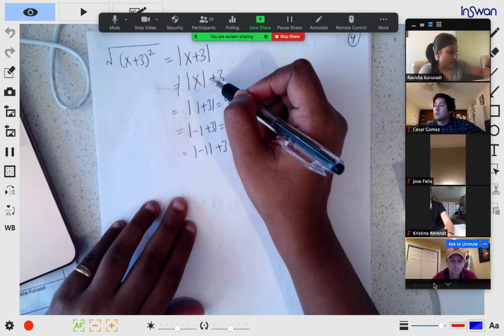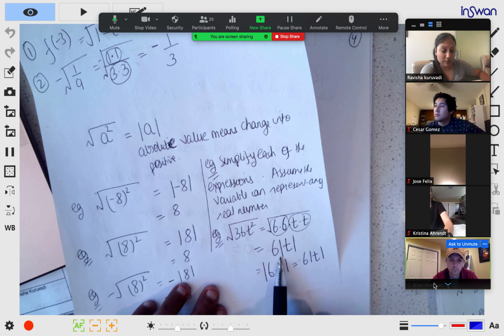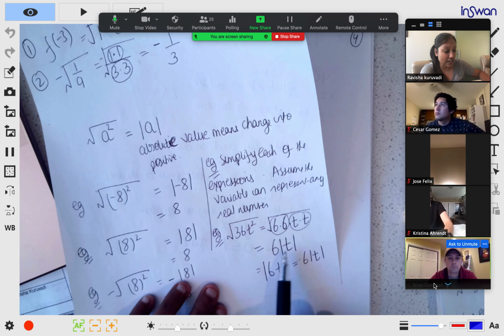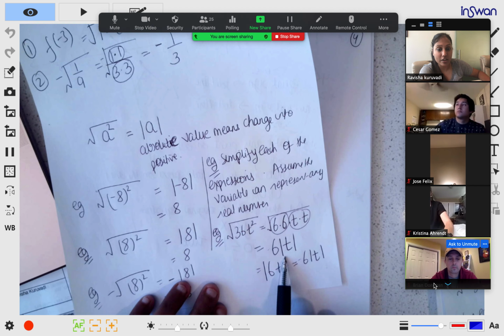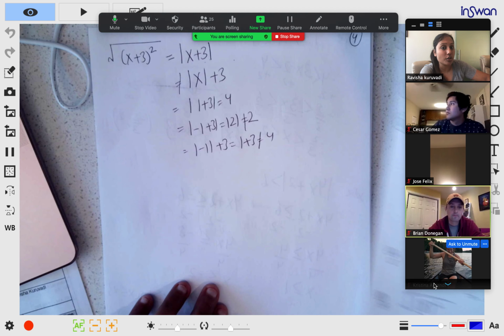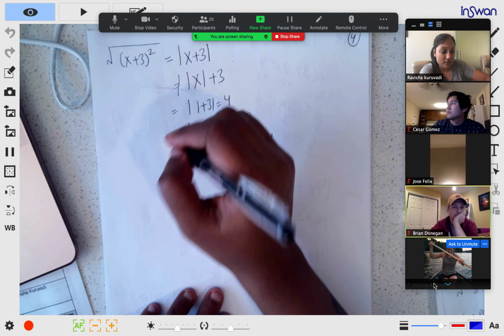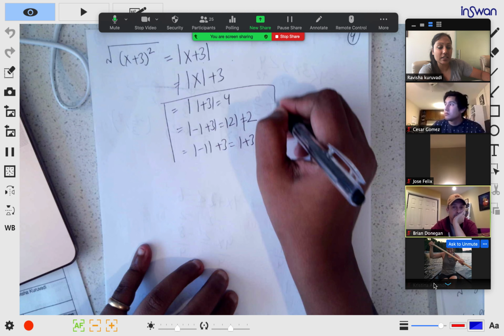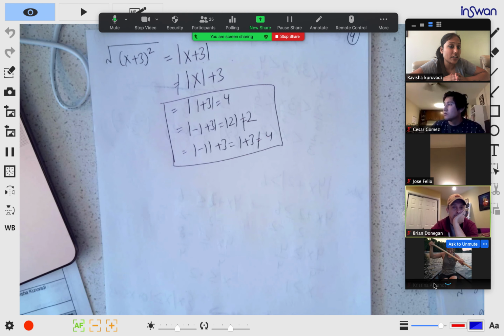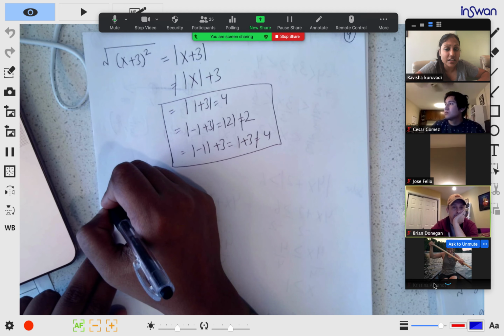If it's multiplication, like in the previous example, you can take it out and leave the absolute value of the variable. But in the case of addition and subtraction, you cannot do that. In the case of multiplication and division, you can do it, not in the case of addition and subtraction. Let me do one more example here. Anyone has any questions with this so far?